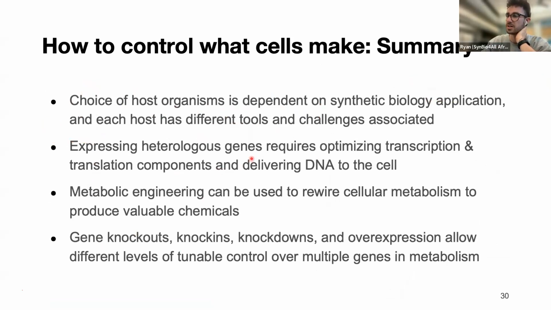Expressing heterologous genes requires optimizing transcription and translation components and a way to deliver the DNA to the cell, either through a plasmid or through an integration. And then metabolic engineering can be used to rewire cellular metabolism to produce valuable chemicals. So this can be foods, fuels, drugs, materials. And then there's a whole lot of tools like knockouts, knock-ins, knockdowns, and overexpression that allow us to tune different levels of control over multiple genes and metabolism.